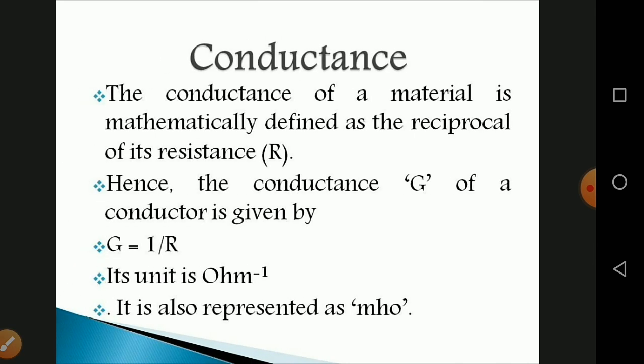Nickel and chromium are mixed to form the alloy nichrome. The next topic is conductance. Conductance of a material is the property of the material that aids the flow of charge and hence the passage of current. The conductance of a material is mathematically defined as the reciprocal of the resistance. Hence the conductance G of a conductor is given by G is equal to 1 by R. Its unit is ohm to the power minus 1, also represented as ohm inverse or mho.